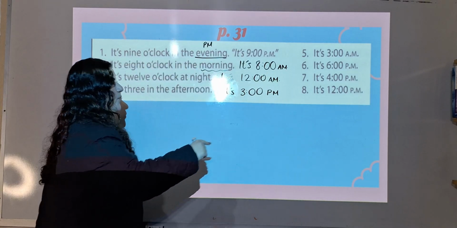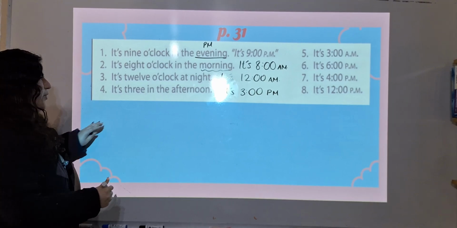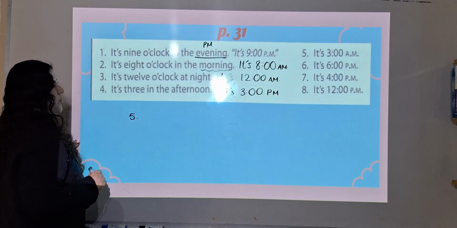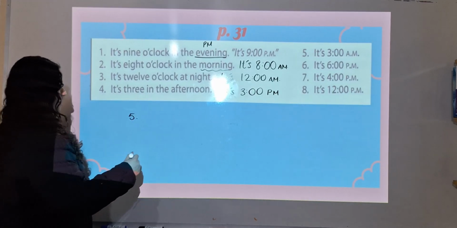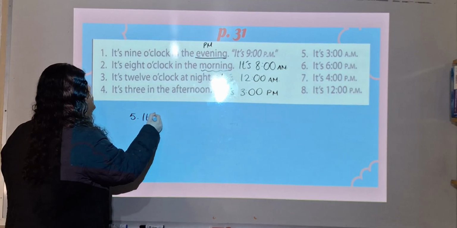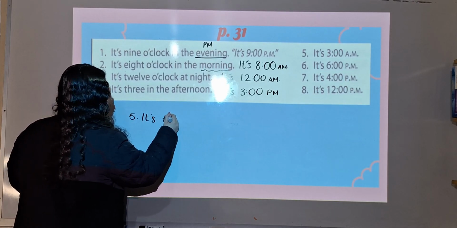On the second column, we're going to be doing the opposite. We're going to do it over here. So we have it's 3 a.m. We can say that it is 3 in the morning.